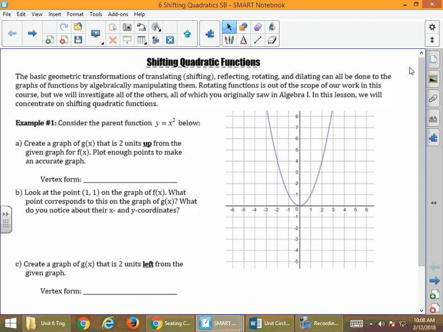So today we're going to talk about shifting quadratic functions. And if you were here for our last class, we did an activity with Desmos where we were trying to make some discoveries about what happens to an equation, or what happens to a graph, when we type something different into the equation. So what we're working with specifically is the quadratic, and the quadratic that we have graphed here is y equals x squared.